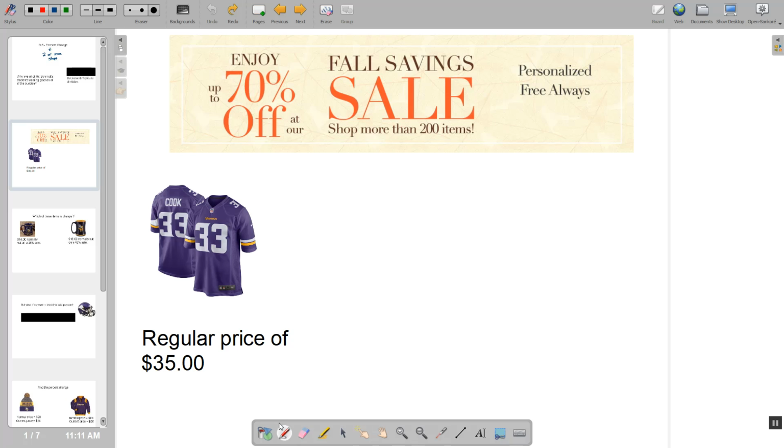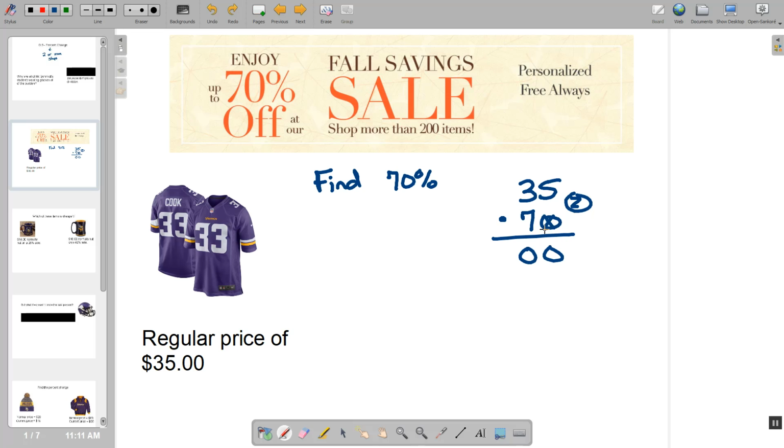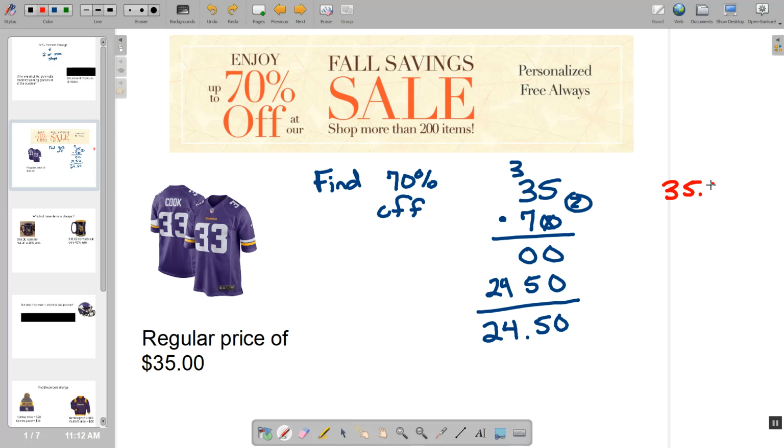Well, there are two ways to solve this problem. The first one is you got to find 70% of your original number, which is exactly what we used to do with these problems. So, multiple ways to find 70%, but I'm going to try the decimal algorithm of multiplication. So I get 0, 0. I'm done with this digit. And then I get 35 and 24. So my answer ends up being $24.50.